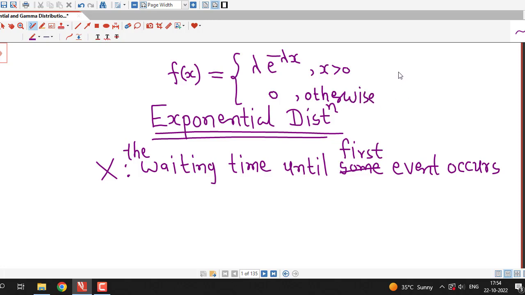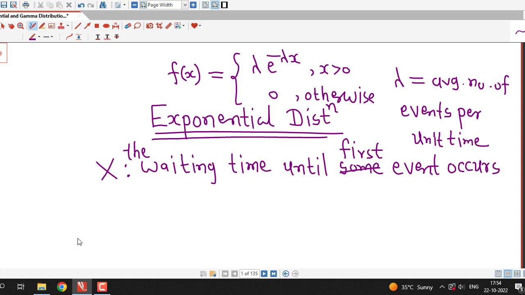where lambda is the average number of events per unit time. Lambda is the average number of events per unit time. And using this probability density function, we can answer the probabilities related to exponential distribution.